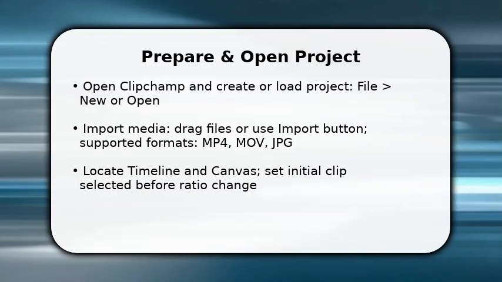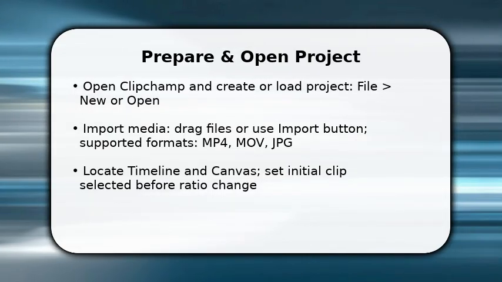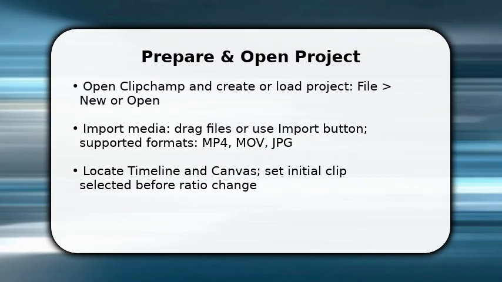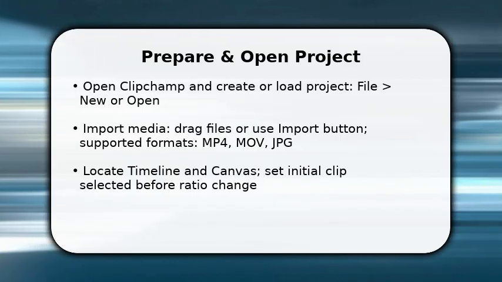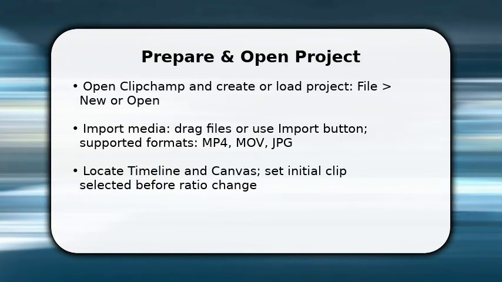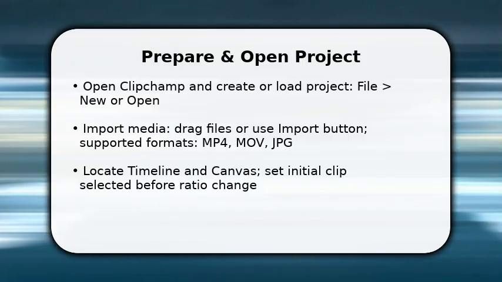You start inside Clipchamp with your project open and the clip you want to change selected. First, import or confirm media is on the timeline, so settings apply to visible clips. Once done, move your playhead to the clip and click the canvas to reveal the aspect controls. Make sure the clip itself is highlighted, otherwise canvas settings won't change it. This rapid start gets you straight to the ratio control without wasting time on unrelated menus.